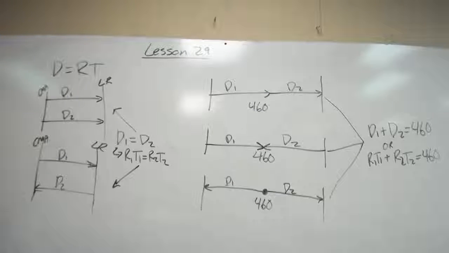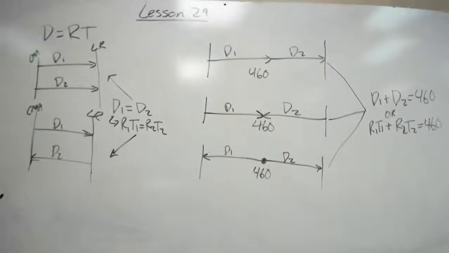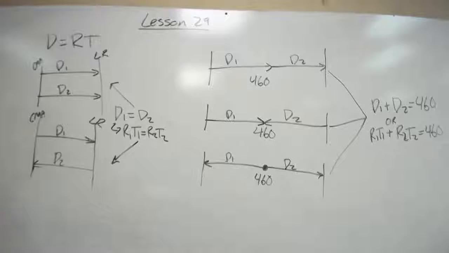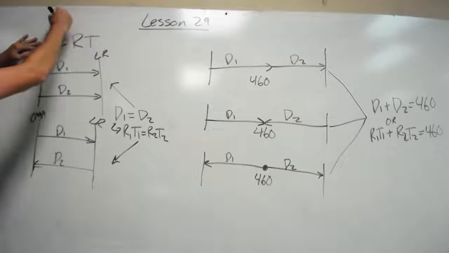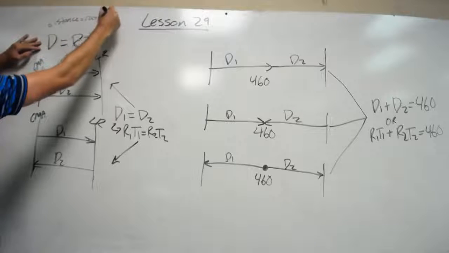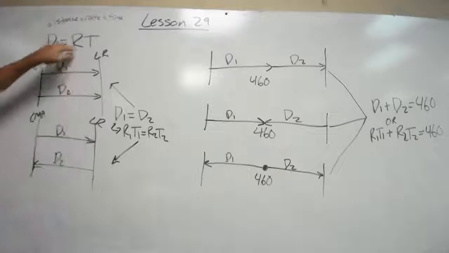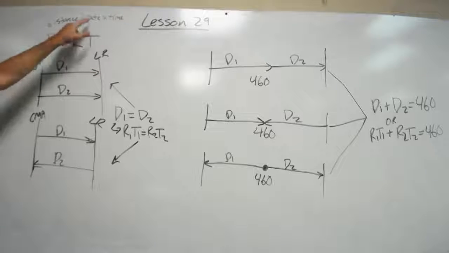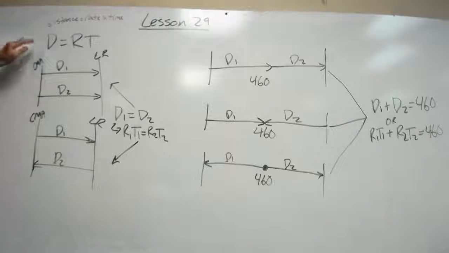We're going to continue with uniform motion problems. Quick refresher on uniform motion problems. It goes all the way back to the formula: distance equals rate times time. Those are what our variables stand for. Rate stands for speed. Distance equals rate times time.